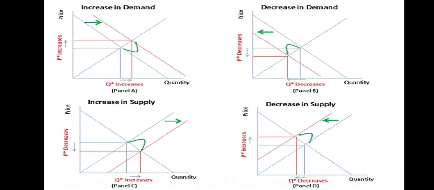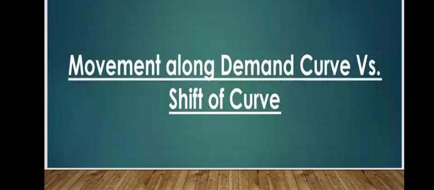You can see on the screen that an increase in demand means the curve will go rightwards. So remember this: whenever there is a right shift, that means an increase, and whenever there is a left shift, there is a decrease. Whereas movement along the demand curve is also of two types, contraction and expansion. Contraction means less: when the price increases, your quantity decreases. Whereas expansion means when your price decreases and your quantity increases.